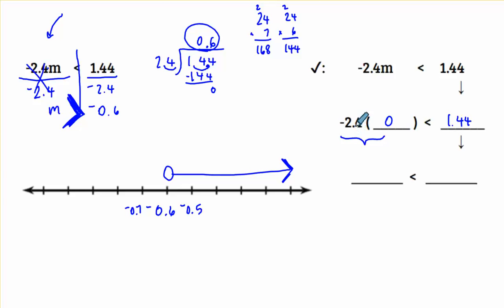All right, so we keep going. Negative 2.4 times 0 is 0. And then I bring that thing on down again one more time, and I ask myself, is it true? Is 0 really less than 1.44? Well, yeah, because this one is positive and 0 is less than any positive number, so I know that I'm right.